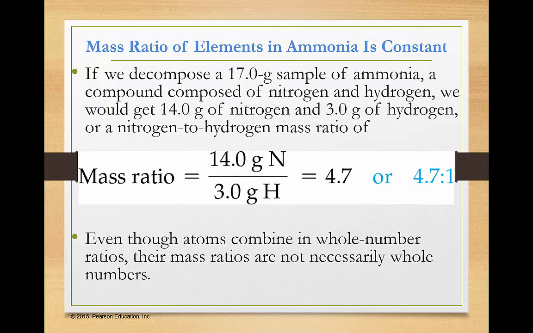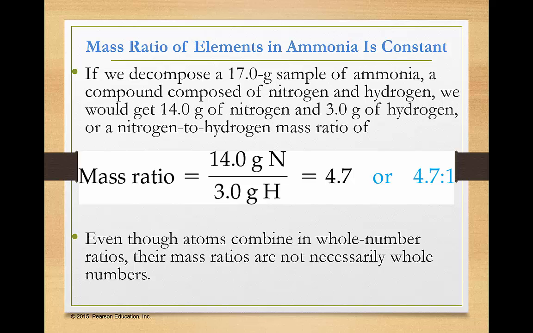Now let's take another compound. Let's look at ammonia, which is composed of nitrogen and hydrogen. This is like the household ammonia that you have in bottles under the sink that is used as a household cleaner. If we decomposed it to its elemental forms, nitrogen and hydrogen, we would discover that 17 grams of ammonia would give us 14 grams of nitrogen and 3 grams of hydrogen. So again, we can look at the nitrogen to hydrogen ratio by mass, which gives us a ratio of 4.7 to 1.